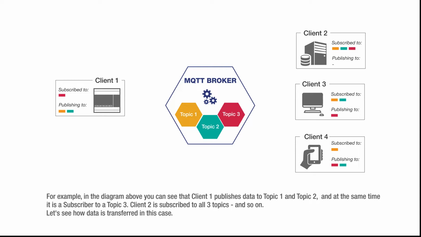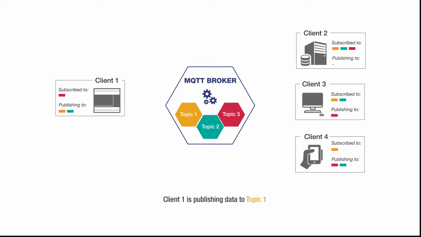Let's see how data is transferred in this case. Client 1 is publishing data to topic 1. The broker sends the data to all subscribers, Client 2, Client 3, and Client 4. Client 1 is publishing data to topic 2. The broker sends the data to all the subscribers of that topic, Client 2 and Client 3.